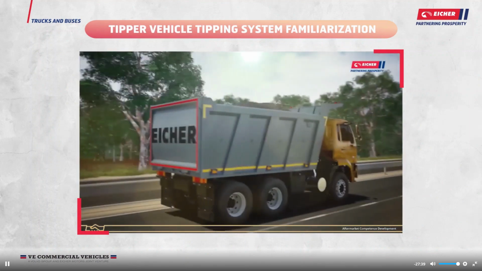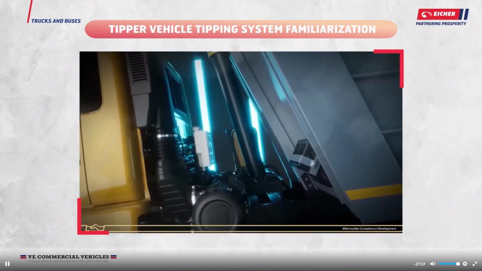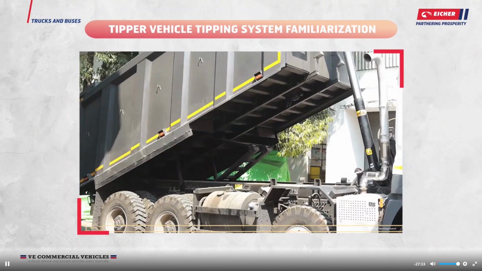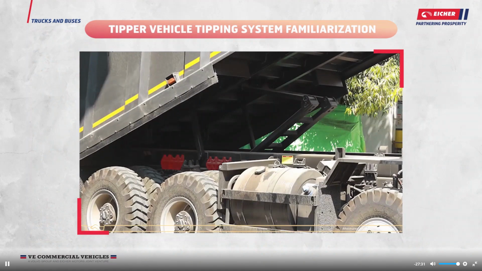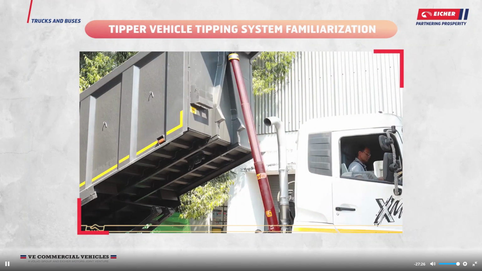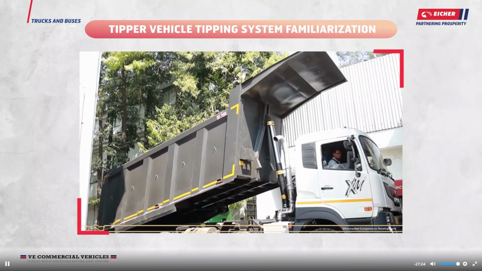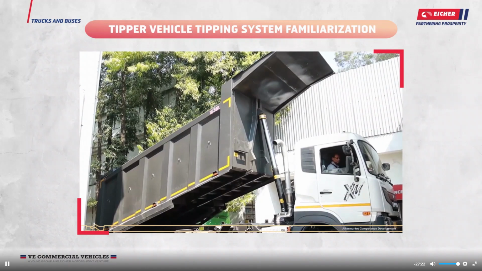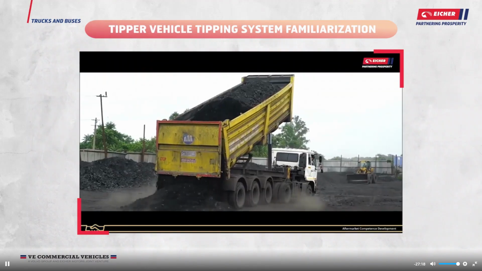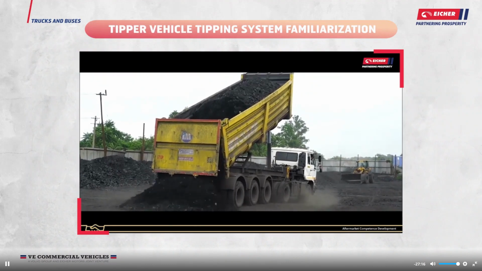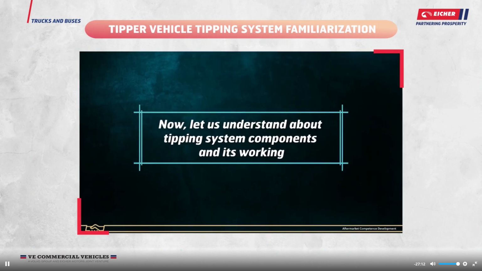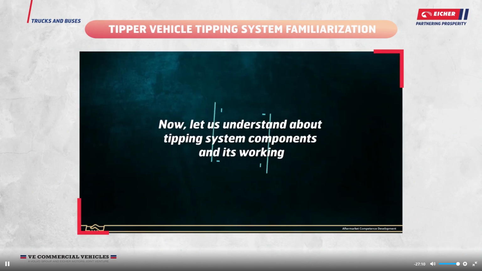Tipping system components. A hydraulic tipper is a type of construction machine that uses hydraulics to lift or tilt a body. The tipper body is attached to the chassis via attachment plate and hydraulic cylinders. Hydraulic cylinders are used to raise and lower the tipper body. When the body is raised, the loaded materials in the body are released and fall out. Now let us understand about tipping system components and its working.